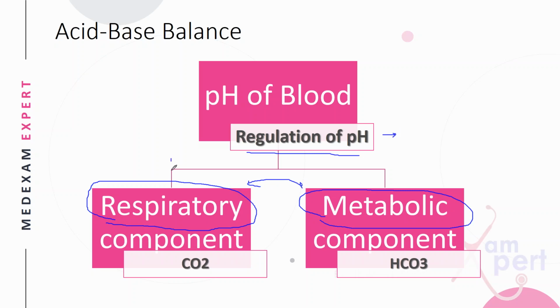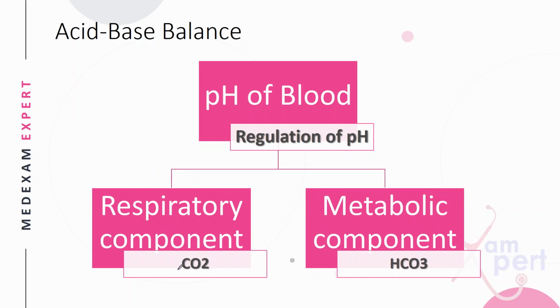So I have the respiratory system or the respiratory component and the metabolic component. Each one of them counteracts the other to maintain the pH in the normal range. So what is the representative of the respiratory system or the respiratory component?